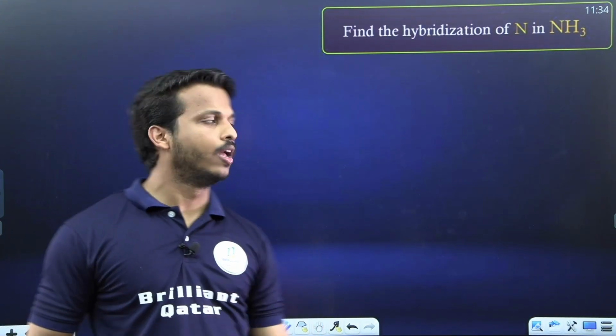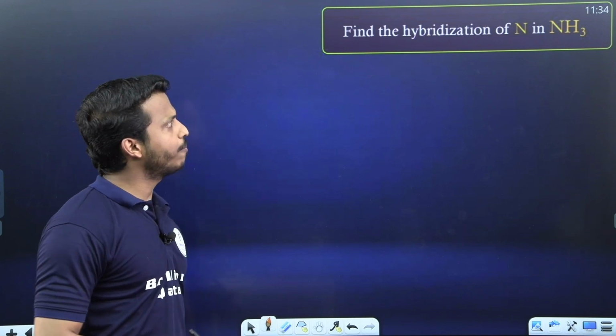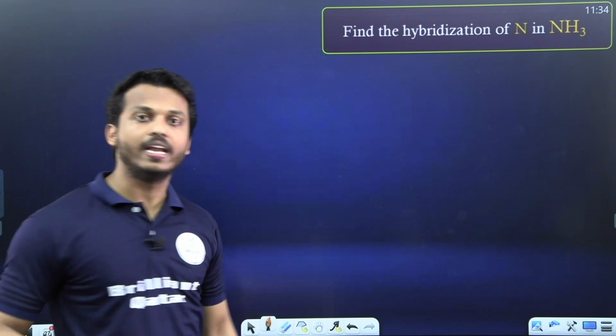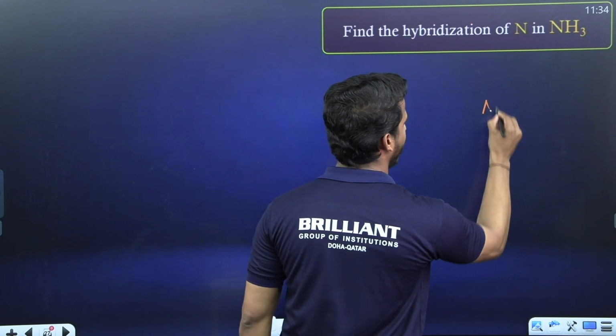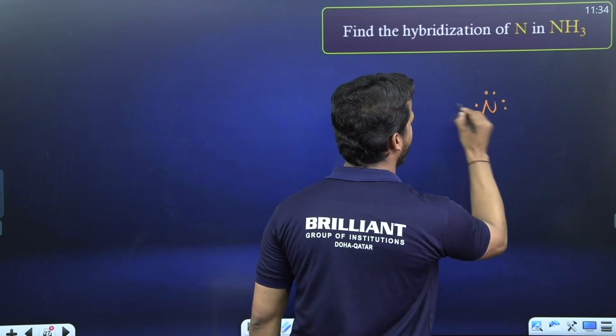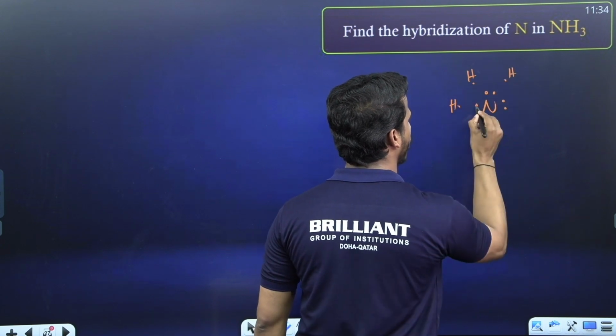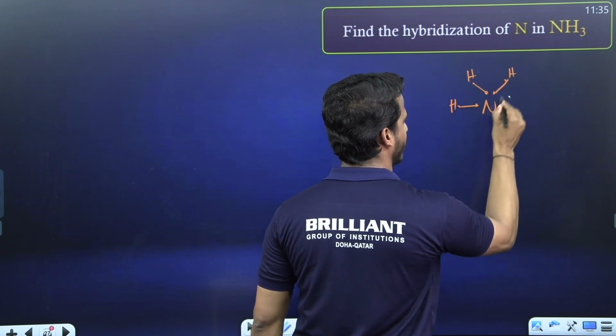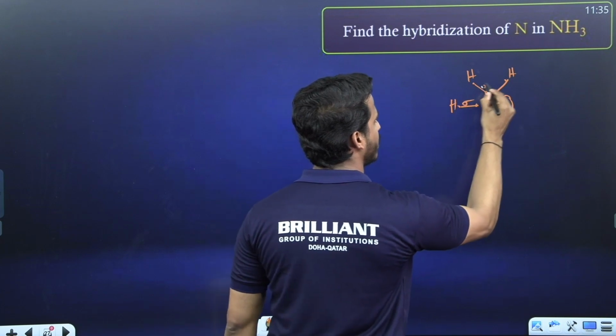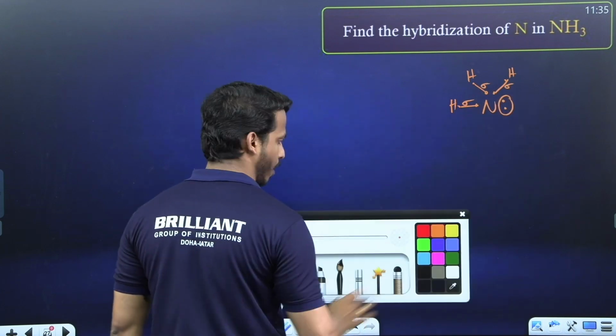It's a very clear question for your exam. Find the hybridization of nitrogen in NH3. You know, nitrogen valence electron is 5. It is surrounded by 3 hydrogen atoms. You know, hydrogen valence electron is also 1. So they will share electrons like this. You can see there are 3 sigma bonds and 1 lone pair on nitrogen.